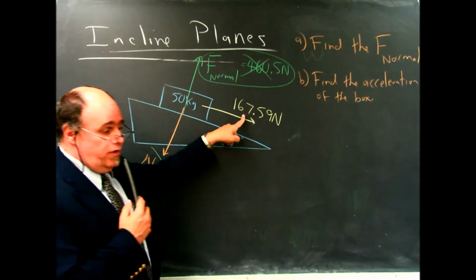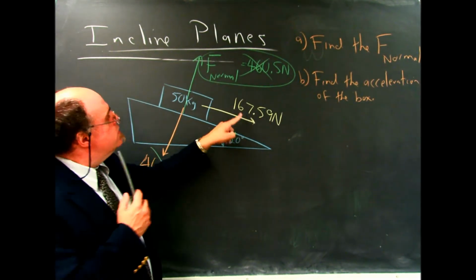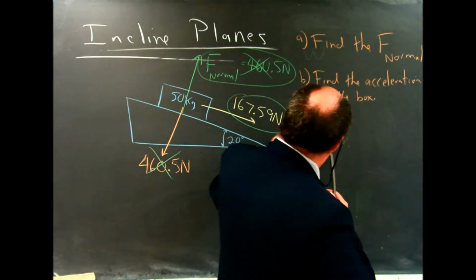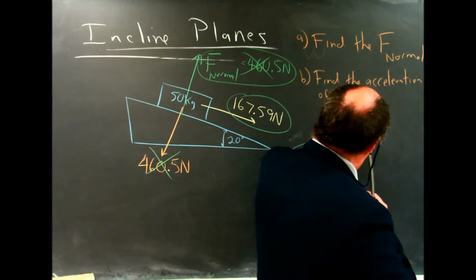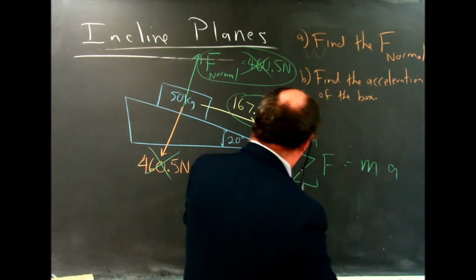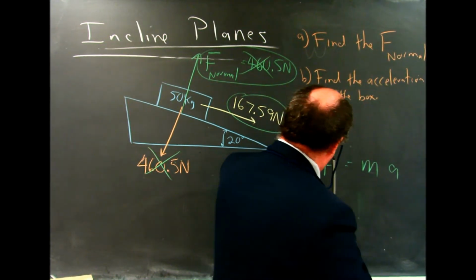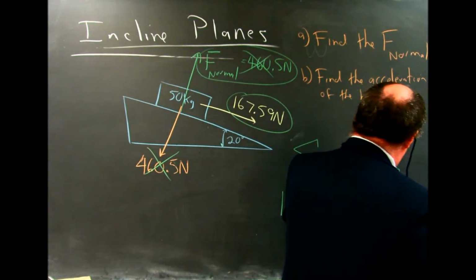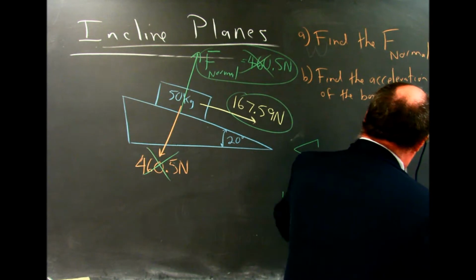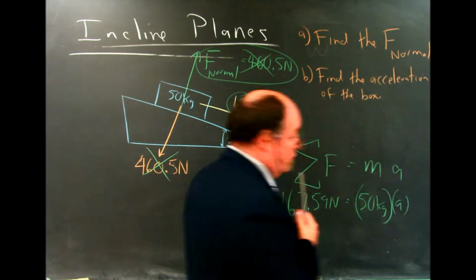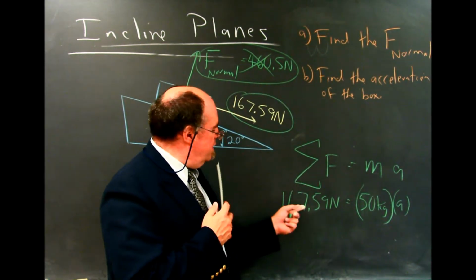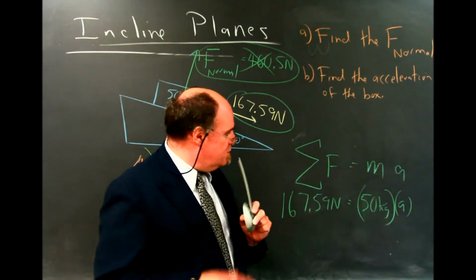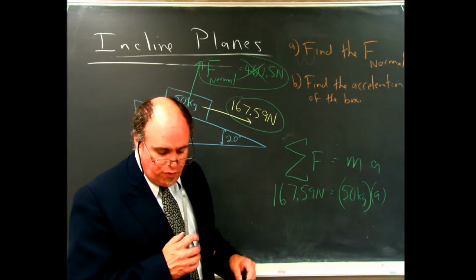Okay? So as these two cancel each other out, this thing right here is called the net force. So if this is the net force, we have the sum of all these forces equals m times a. That is the net force. 167.59 newtons equals the mass of this sled, or whatever it is, 50 kilograms, and we have to get a. So we have 167.59 newtons equals 50 kilograms times a. Divide both sides by 50, and I get 3.35.